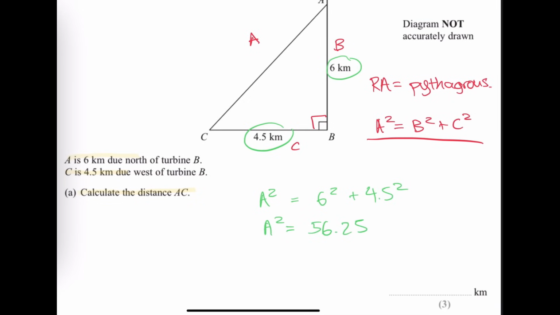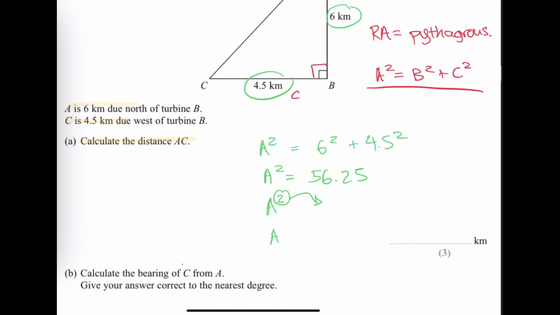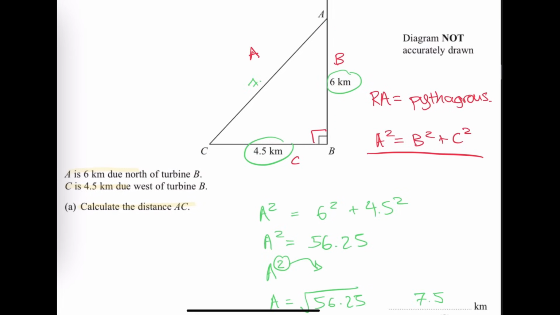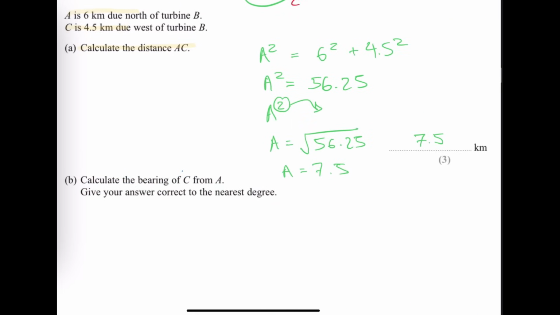56.25. Now all we have to do is just take this square, and we put it to the other side. So it'll be a equals square root of 56.25, meaning that a is 7.5 kilometers. Now we'll just put that into our diagram so that it makes it more clear for us.